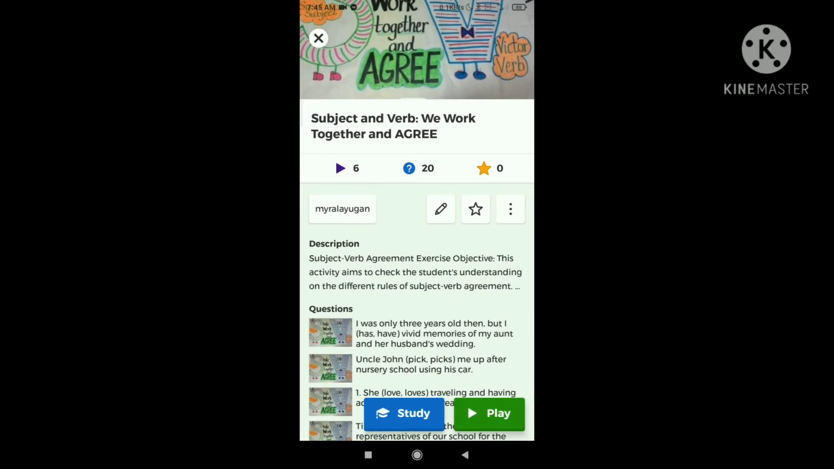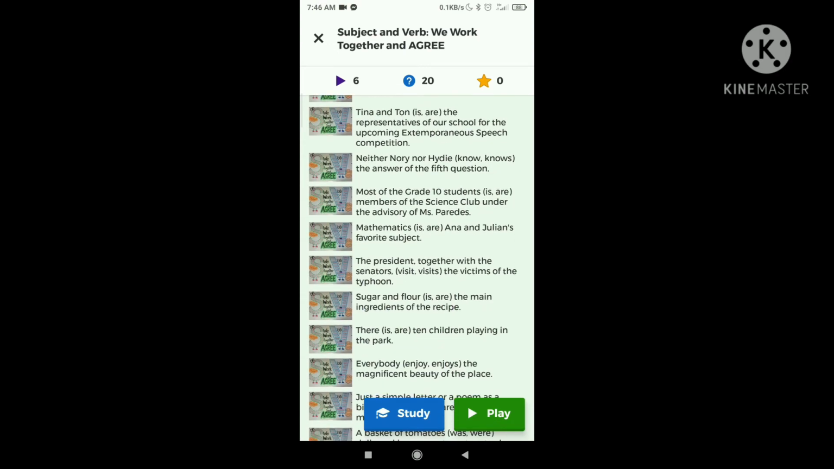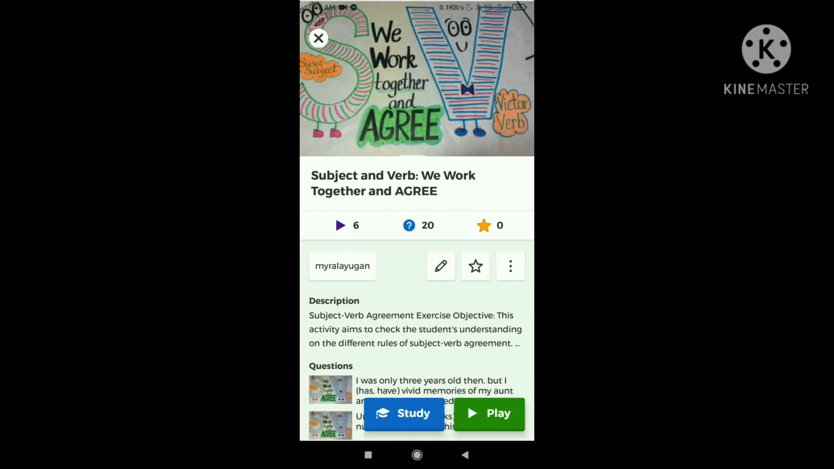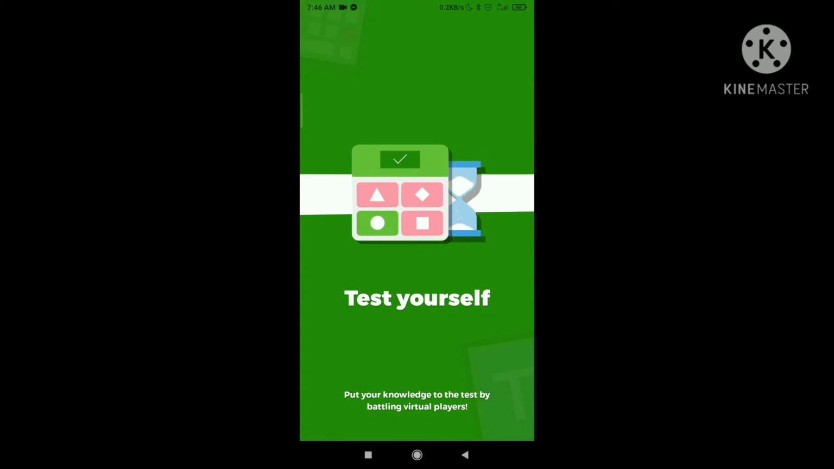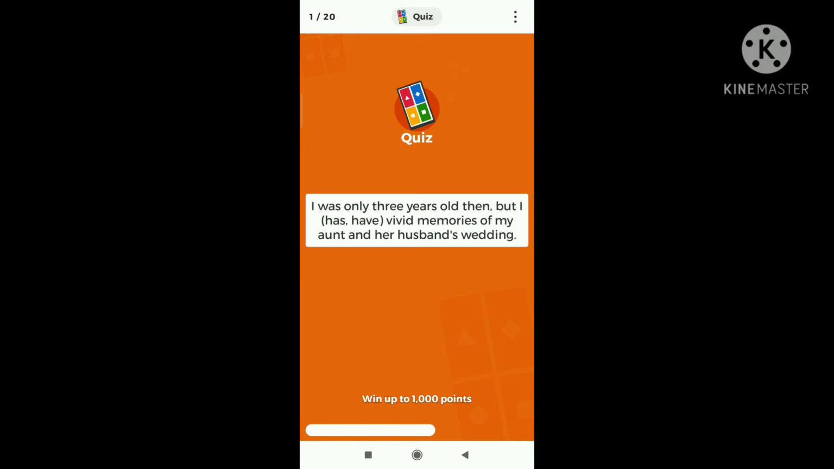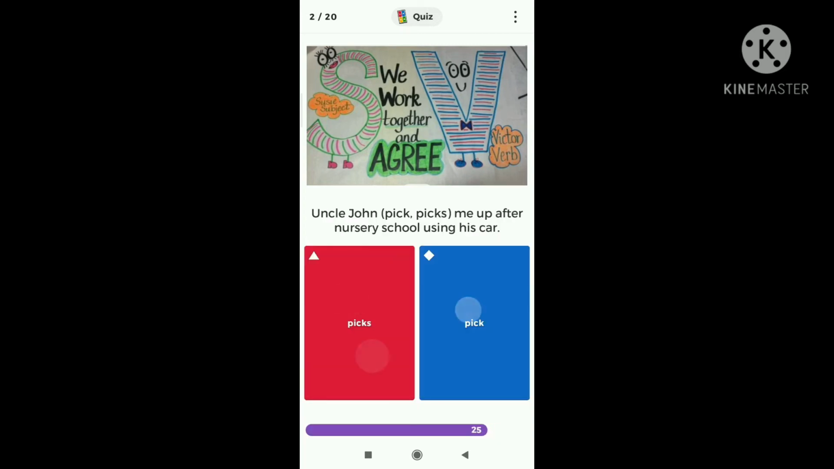The title of the activity is Subject and Verb, We Work Together and Agree. It is composed of 20 items which aim to check the students' understanding of the different subject-verb agreement rules. The game has different features, but this time, the students will play the Test Yourself segment. In this segment, students will be given a minimum of 30 seconds to answer each item. If their answer is correct, they will hear a sound. If the student's answer is wrong, they will hear a different sound.